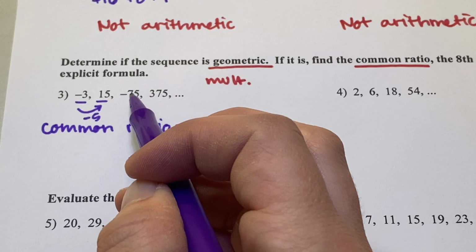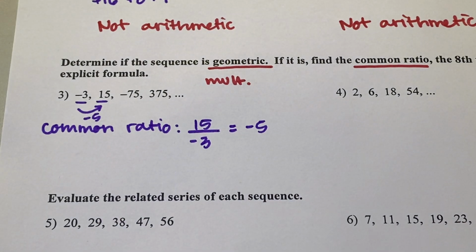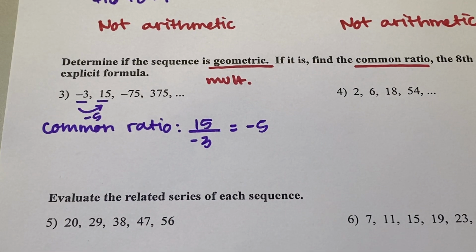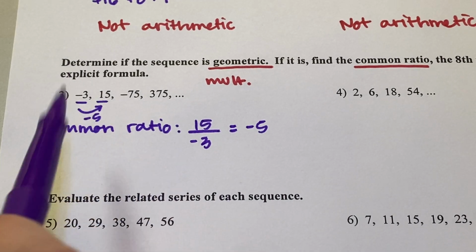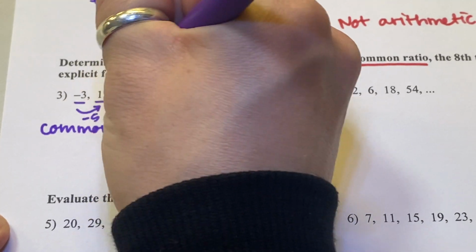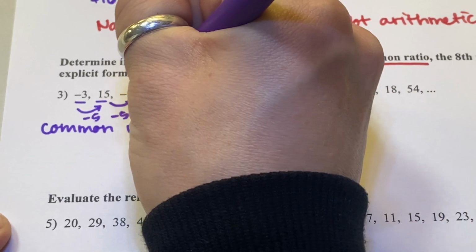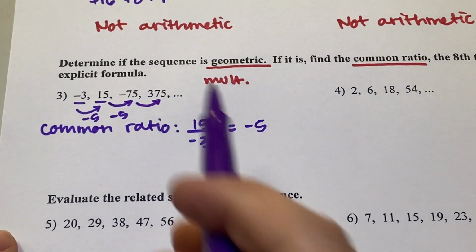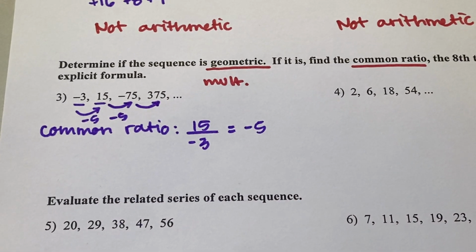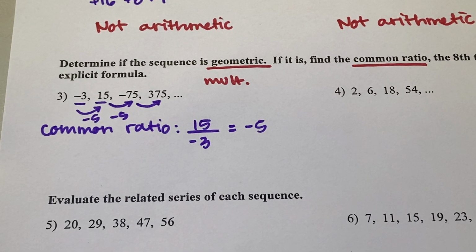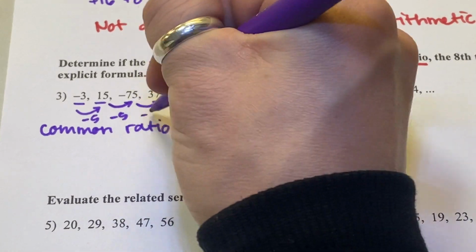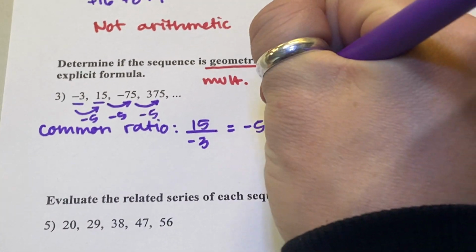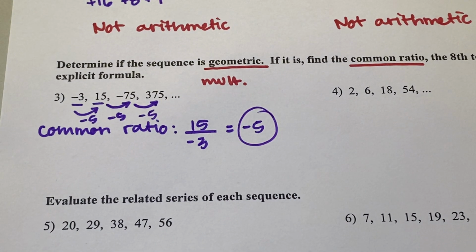What is negative 75 divided by 15? Take a term, divide it by the term in front. Negative 5. Is it negative 5 again? Yep, that stayed the same. Let's check one more time just to be positive. 375 divided by negative 75. Negative 5 again. Beautiful. So, check. Our common ratio is that guy right there.